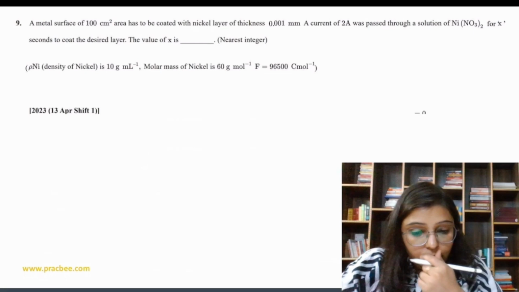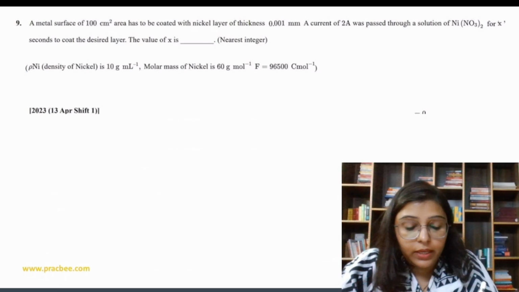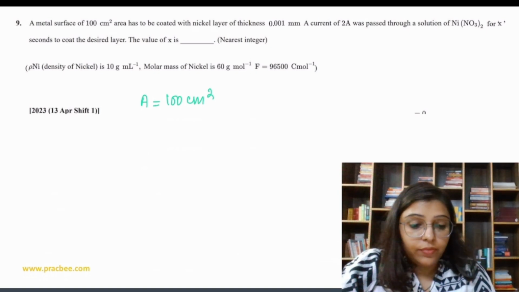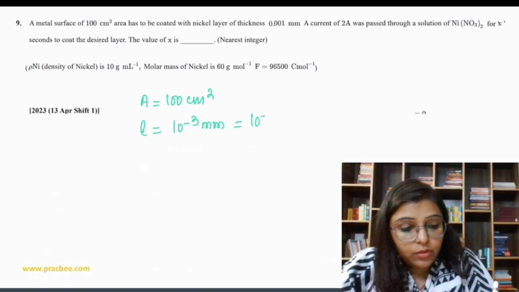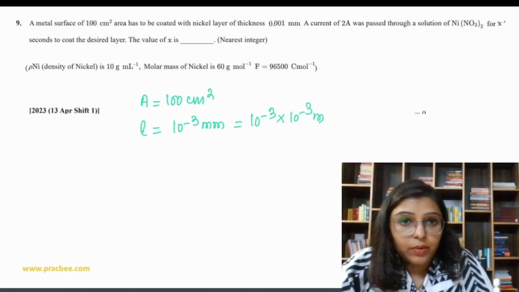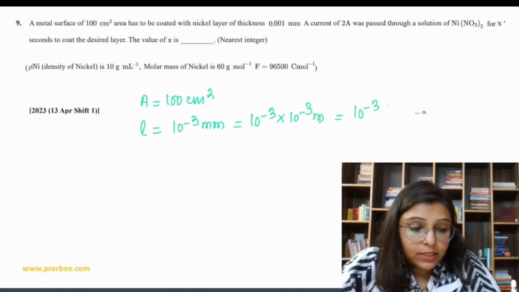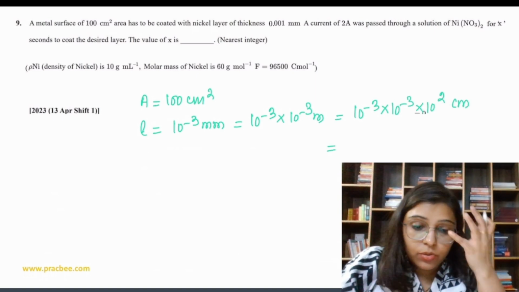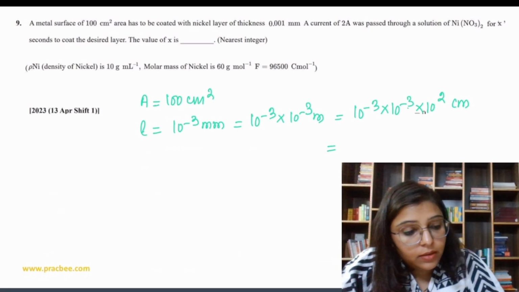Now let's do next question. A metal surface of 100 centimeter square area has to be coated with nickel layer of thickness 10 to the power minus 3 millimeter, which is equal to 10 to the power minus 3 into 10 to the power minus 3 meter. 1 millimeter is equal to 10 to the power minus 3 meter, and we have to convert this into centimeter. So 1 meter is 100 centimeter, so it is equal to 10 to the power 2 centimeter. So on solving, minus 3 minus 1, we get 10 to the power minus 4 centimeter.